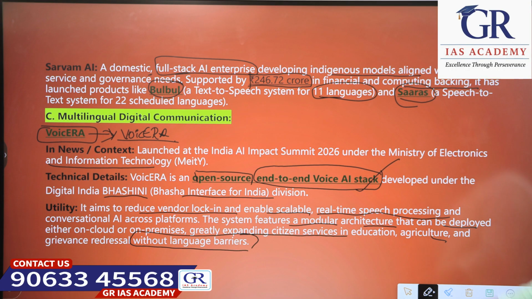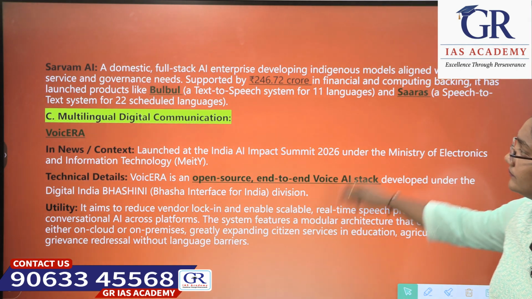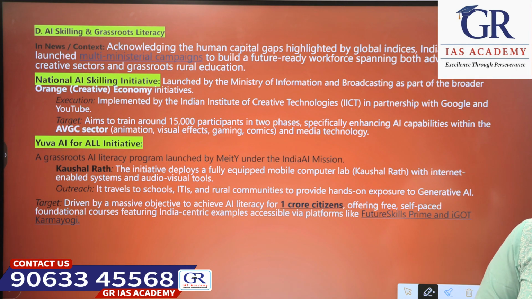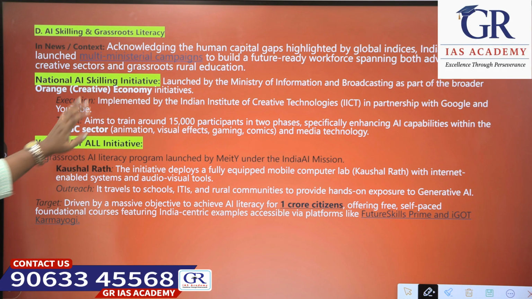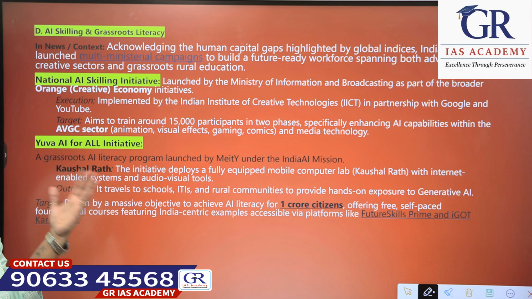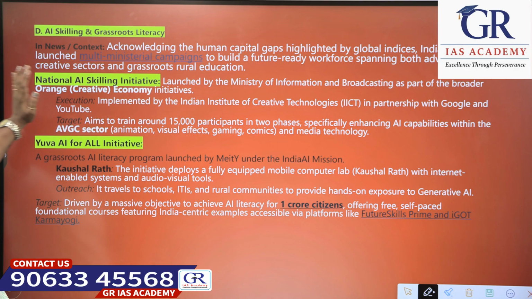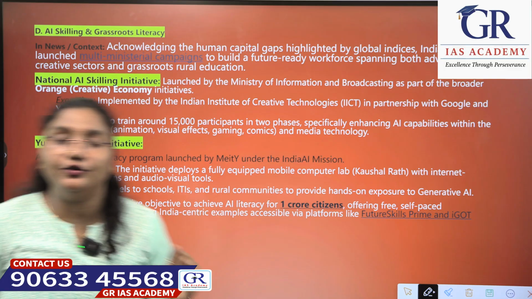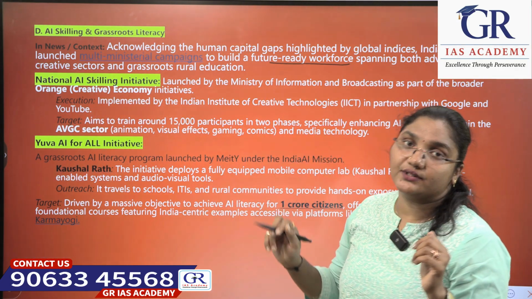Okay, this is how this voice era has been utilized. Next, coming to the next concept, that is AI skilling and grassroots literacy. What is it? Why is it in the news? Acknowledging the human capital gaps highlighted by global indices, India has launched multi-ministerial campaigns, a few multi-ministerial campaigns to build a future-ready workforce.